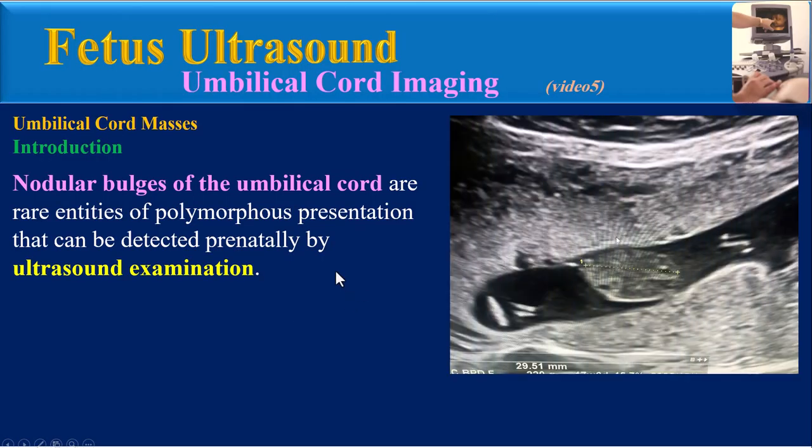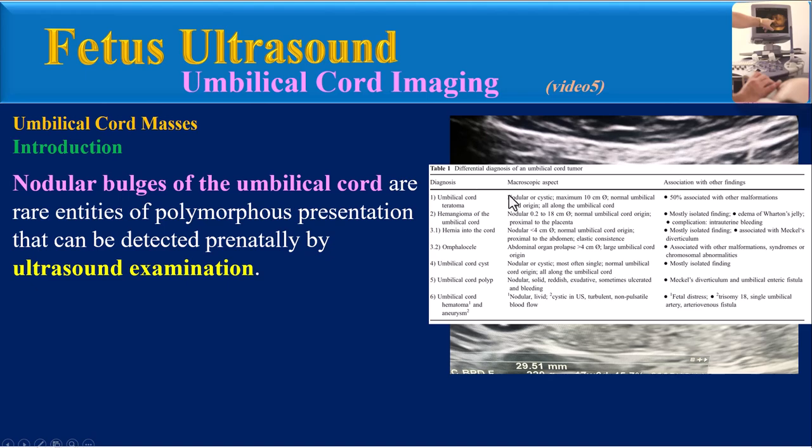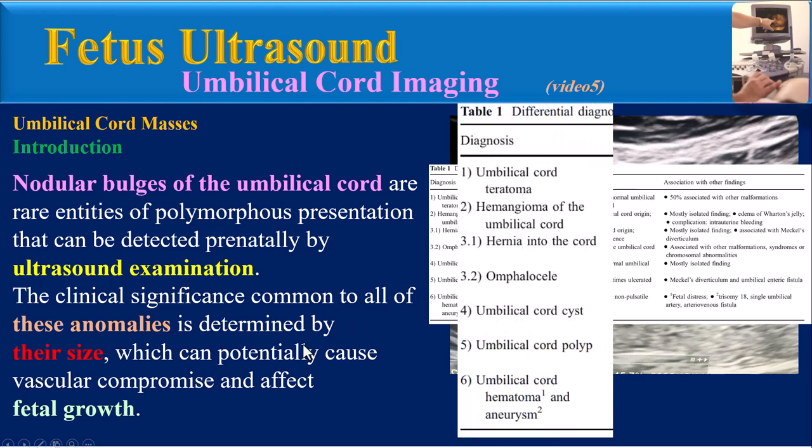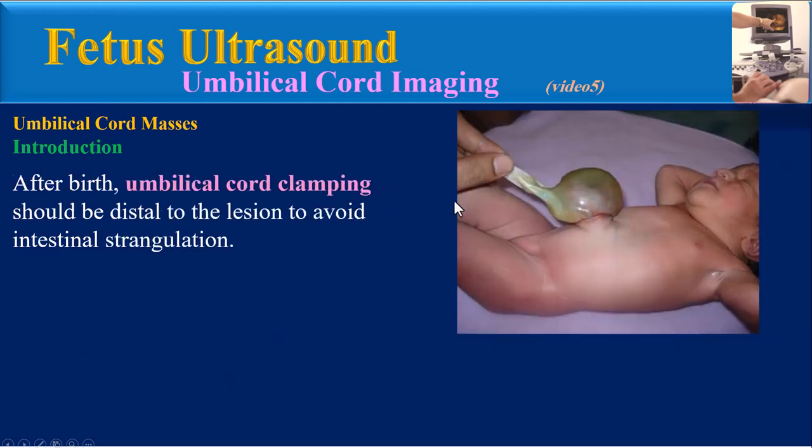Nodular bulges of the umbilical cord are rare entities of polymorphous presentation that can be detected prenatally by ultrasound examination. There are many differential diagnoses for an umbilical cord tumor. The clinical significance common to all of these anomalies is determined by their size, which can potentially cause vascular compromise and affect fetal growth. After birth, umbilical cord clamping should be distal to the lesion to avoid intestinal strangulation.